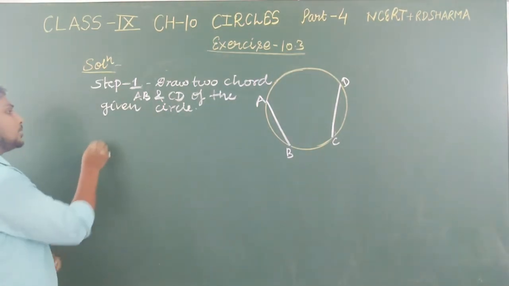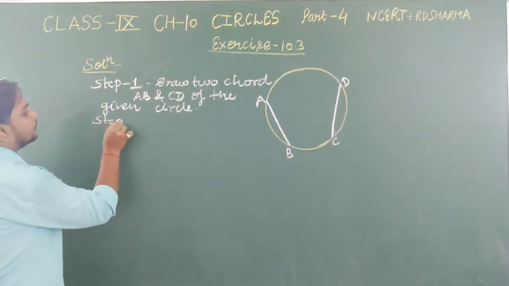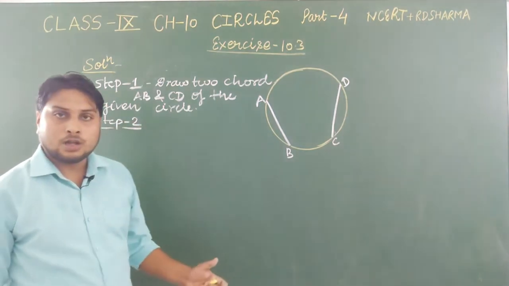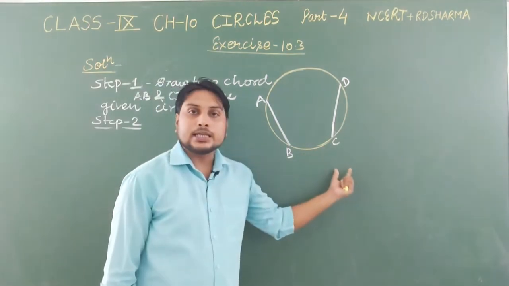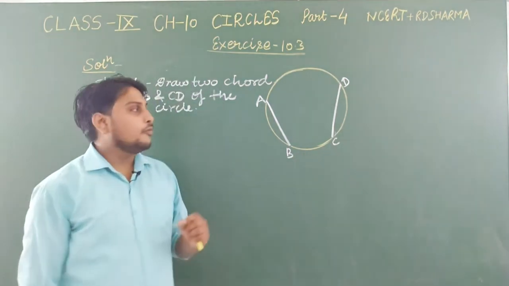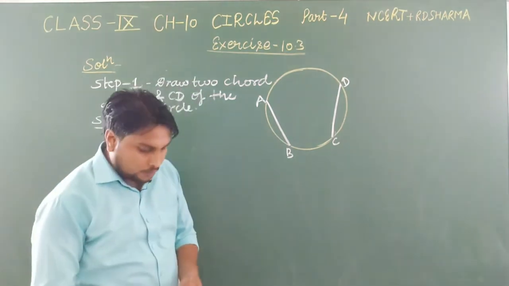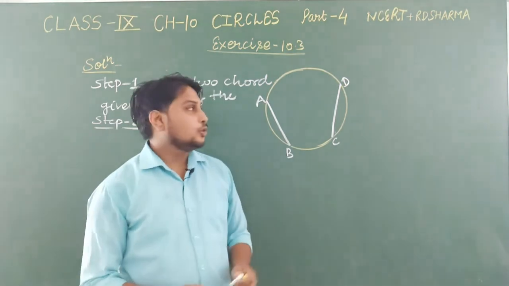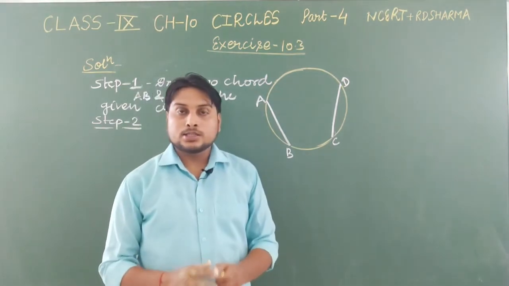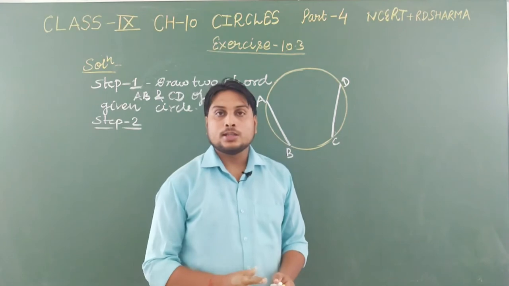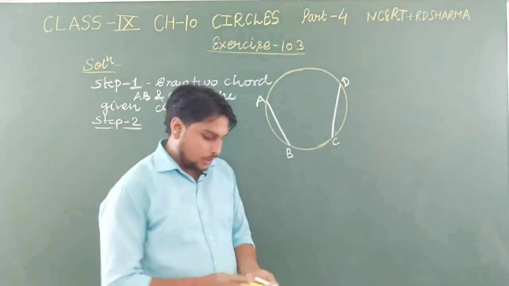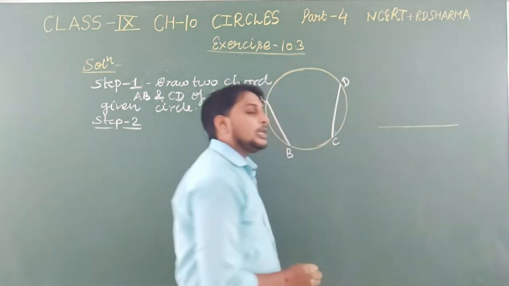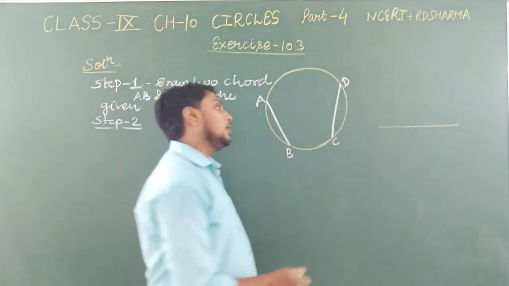Okay, after that, students, step 2 is what? Step 2 is we have to draw the perpendicular bisector of these chords. Students, in the previous classes, you have studied how to draw the perpendicular bisector of a given line. Okay, suppose this is a line. I am just reminding you how to draw a perpendicular bisector.